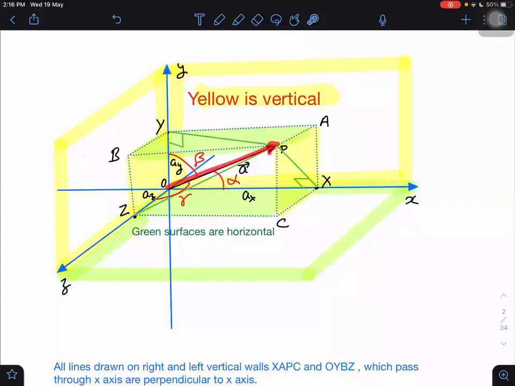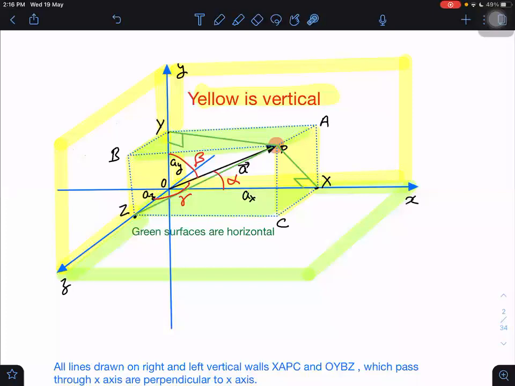This OP body diagonal is representing vector A. I want to take the components of A. How to take the components of A? If I want to take the components of A, then you observe its tip. This is the tip of it, P.